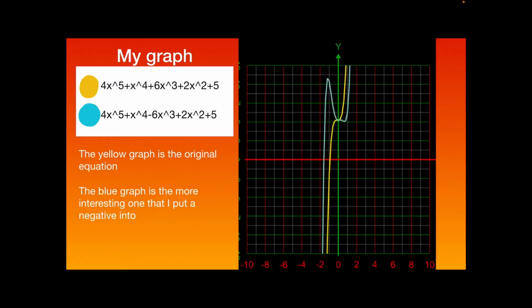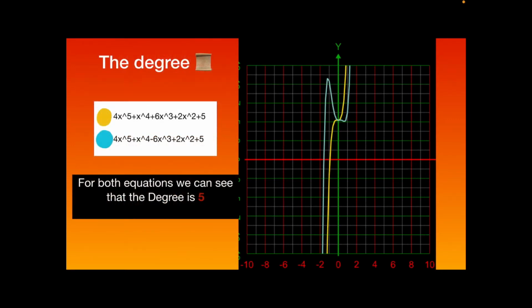My graph, the original graph, is the yellow line, and the blue graph is the more interesting one, which I put a negative number into, and I'm going to be doing both graphs for this final. The degree for my polynomial is 5. We can determine this because the highest exponent in the polynomial is 5. And this is the graph of both of them.